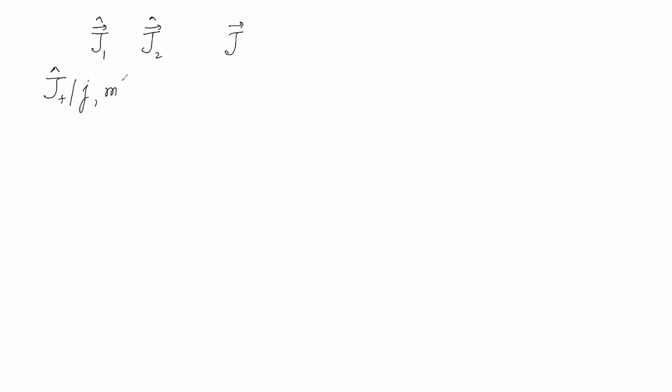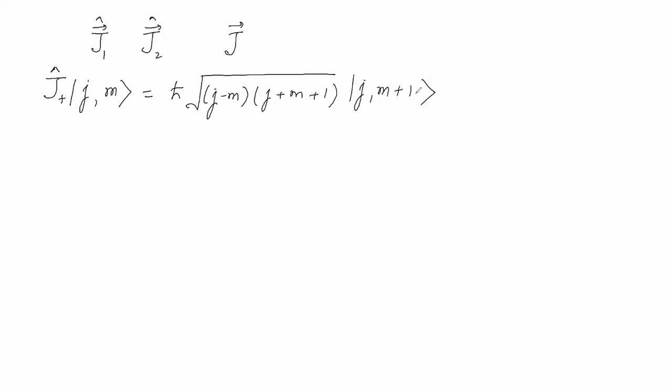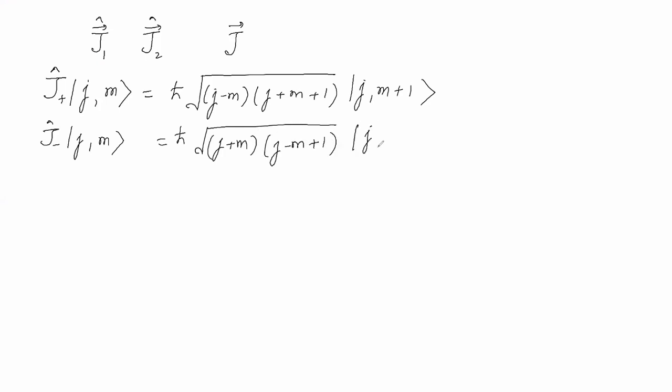J plus acting on |J, M>, this I wrote as H cross square root of (J minus M)(J plus M plus 1) |J, M plus 1>. And J minus acting on |J, M>, I wrote as H cross square root of (J plus M)(J minus M plus 1) |J, M minus 1>. I am calling this equation number 1.